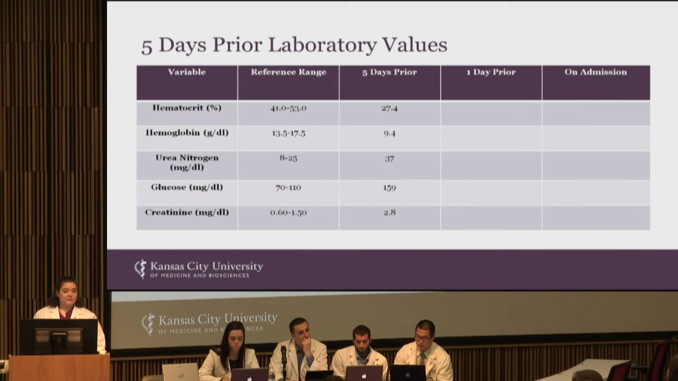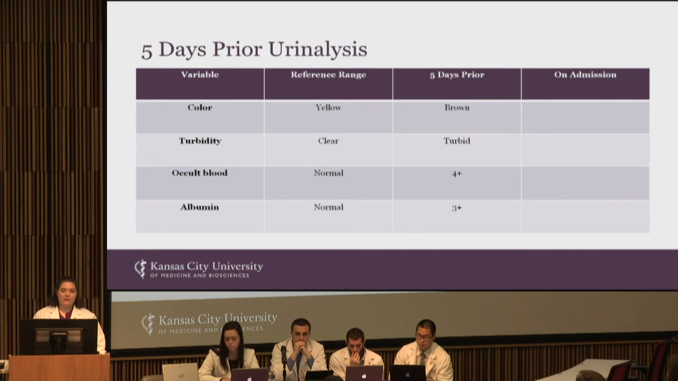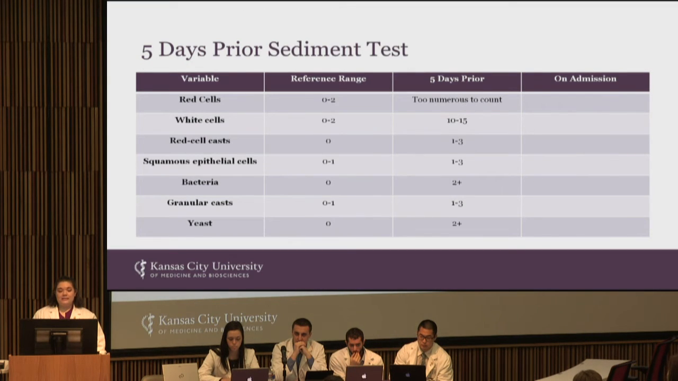His laboratory values 5 days prior to admission showed a decrease in his hematocrit and hemoglobin level and an increase in his urea nitrogen, glucose, and creatinine. His BUN creatinine ratio at this point was still 13. Urine analysis showed his urine to be brown and turbid with occult blood of 4+ and albumin of 3+. His sediment test showed the presence of red cells, white cells, red cell casts, squamous epithelial cells, bacteria, granular casts, and yeast.